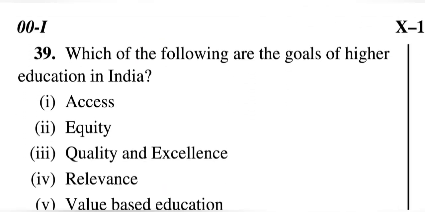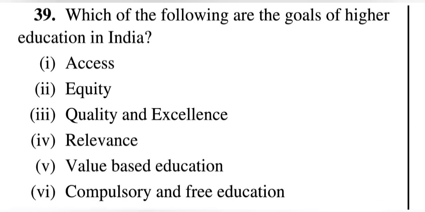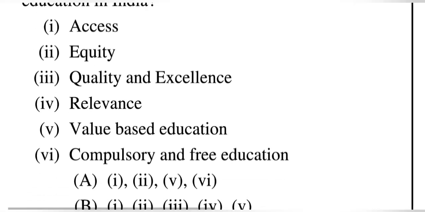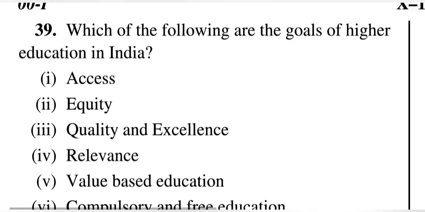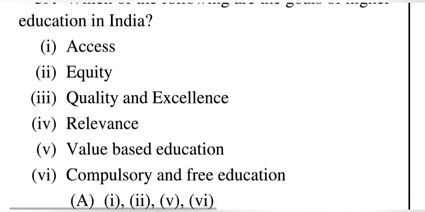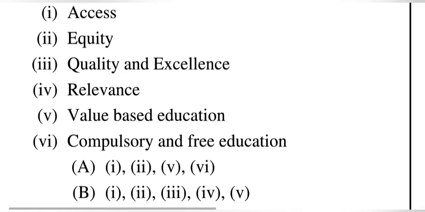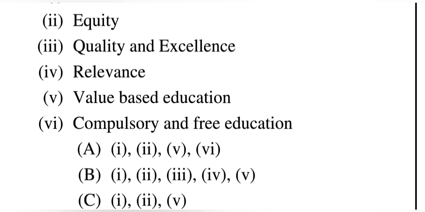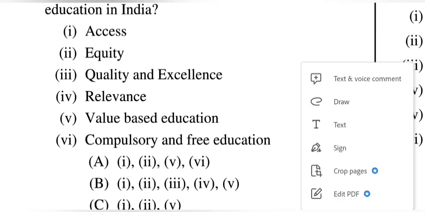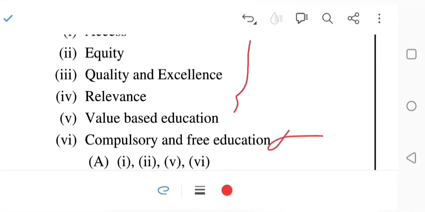39, which of the following are the goals of higher education in India? So many questions related to higher education will be asked, so study, do your own deep research. Which of the following are the goals of higher education in India? Access, equity, quality and excellence, relevance, value-based education, compulsory and free education. 39. The correct answer of 39 will be B, that means 1, 2, 3, 4, 5. 6 is not the correct answer. All are okay except this.